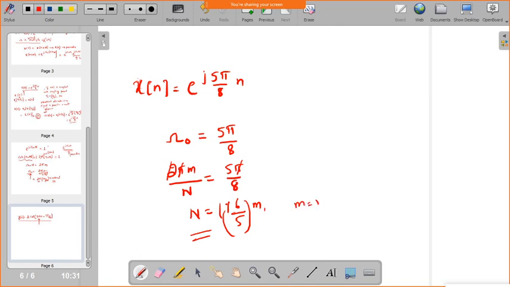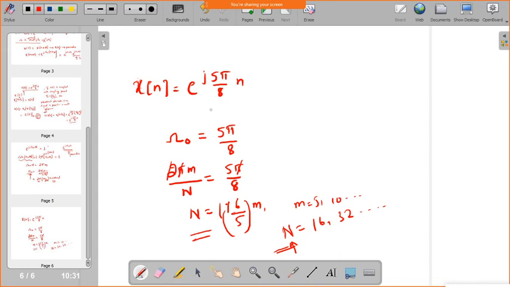For m equal to 5, 10 and so on, what is the value of n? n will be equal to 16, 32, like this. So this is your fundamental period for m equal to 5, 10, like that. So the fundamental period will be 16, 32, like that. So this is how you need to find it.